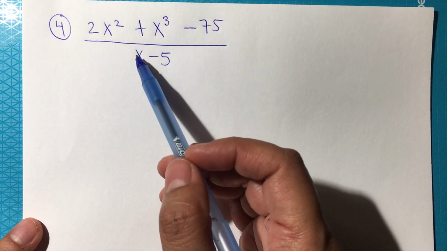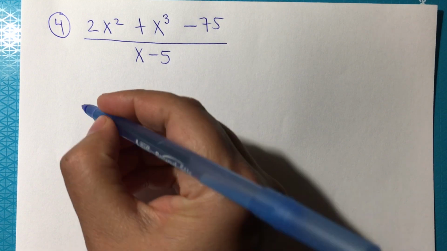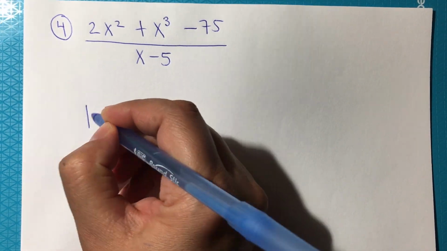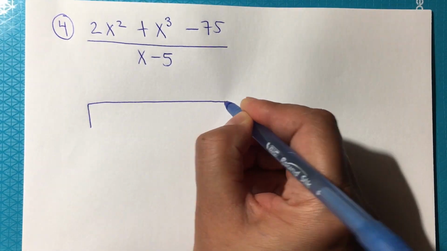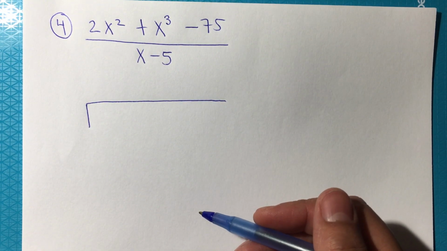For number 4, since we don't have a coefficient, yay, we can check with the remainder theorem. And the first thing that I want to do is to divide and then check with the remainder theorem to see that I do get the same remainder.